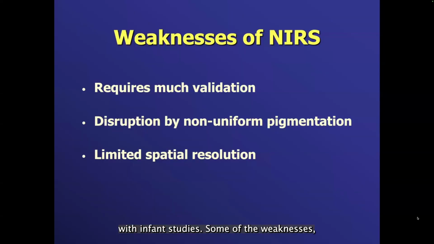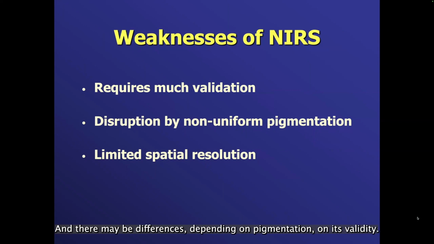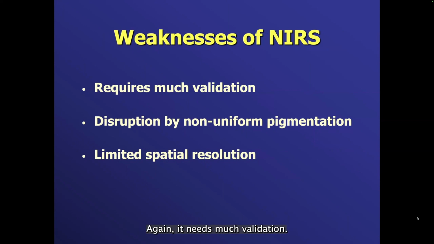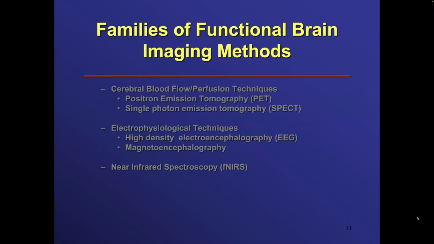Some of the weaknesses: it requires much validation. It's been around a while, at least 20 years, and it still requires a lot of methodological validation to make sure that it's measuring what we think it's measuring. And it can be disrupted by non-uniform pigmentation. There may be differences in its validity depending on pigmentation. Again, it needs much validation. It doesn't have the spatial resolution that MRI does.